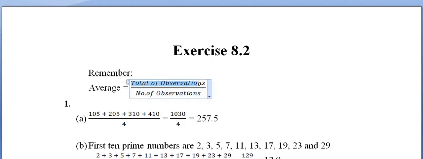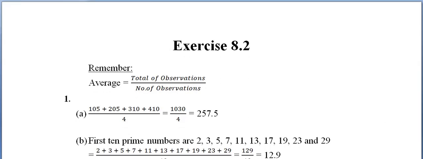Total marks scored in all the subjects, divided by the number of subjects. So that is the basis of average. That is, the total of observations, or sum of observations, divided by the number of observations.